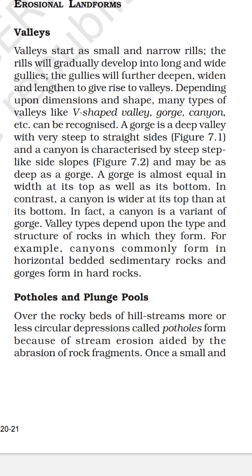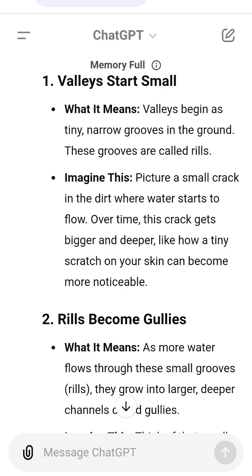Let's break down the concept of valleys into the simplest terms, step by step, as if I'm explaining it to a young child with no prior knowledge. 1. Valleys start small. What it means. Valleys begin as tiny, narrow grooves in the ground. These grooves are called rills. Imagine this. Picture a small crack in the dirt where water starts to flow. Over time, this crack gets bigger and deeper, like how a tiny scratch on your skin can become more noticeable.